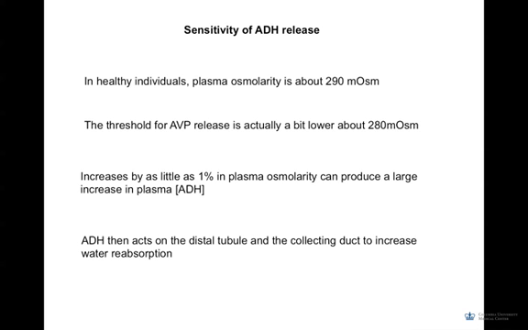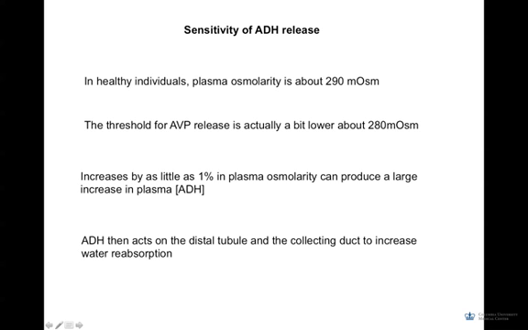Okay? So this ADH system is very sensitive. Okay? In a healthy individual, normal plasma osmolarity is about 290.